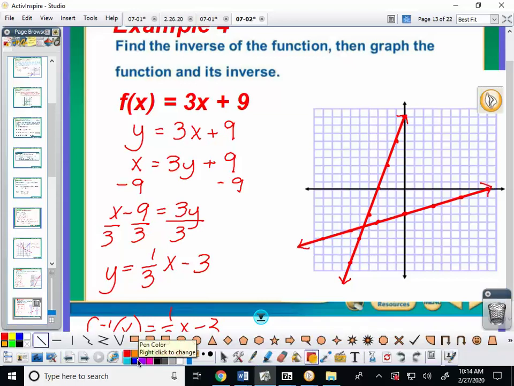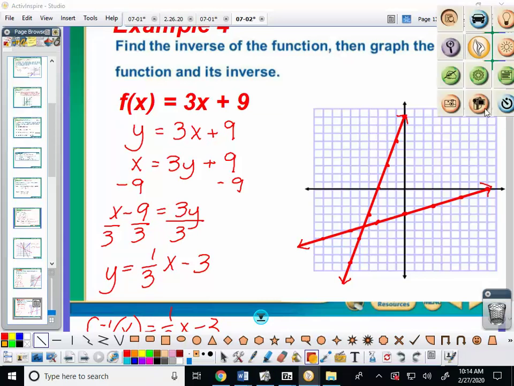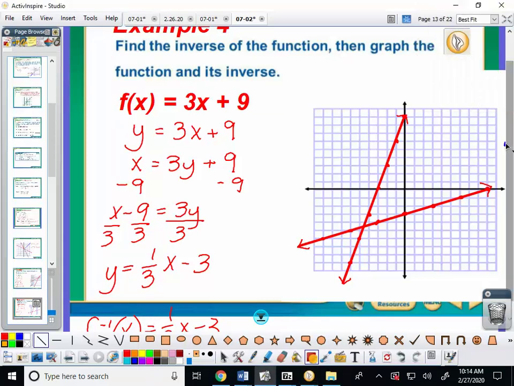I don't have my identity drawn in yet, so I'm going to do that next. If you're graphing on your own for your homework, I would encourage you to draw in that identity graph because I think it just confirms that we've got things in the right spot. Our function should be correct. Everything should be graphed correctly.